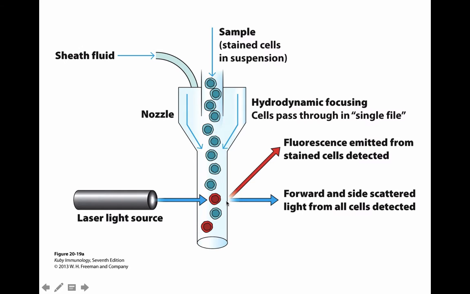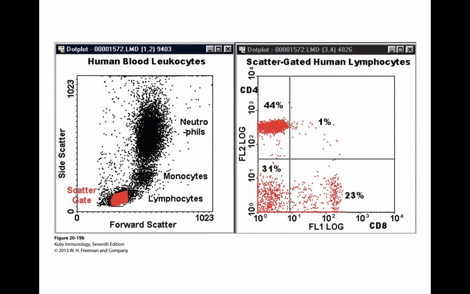So it focuses them into a stream of single cells. As the light goes through, if it hits a fluorescent stain, it is picked up by a detector, and it can actually do a cell count on the number of cells of whatever it is you're staining for. So here's a way of putting this out and being able to read the information.